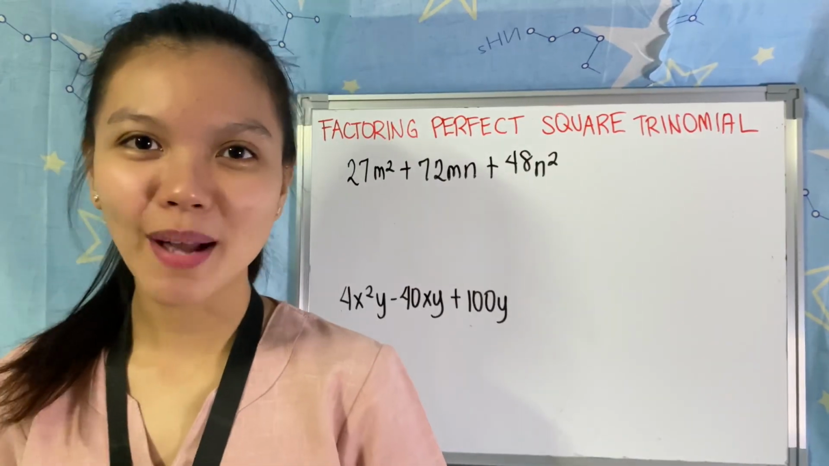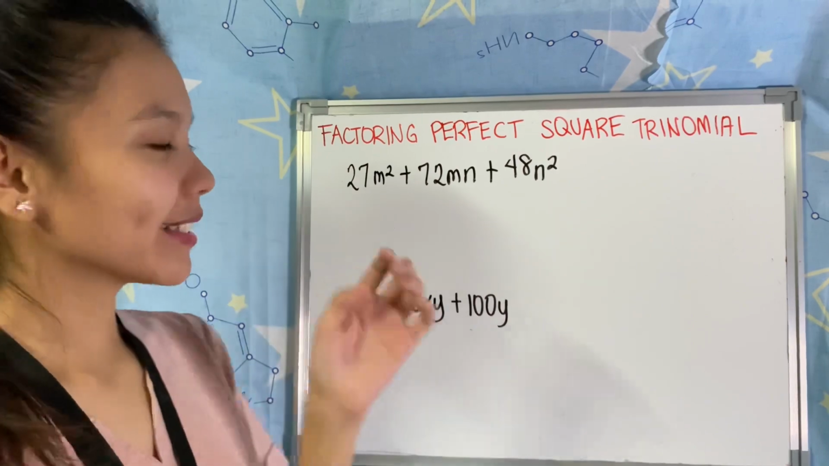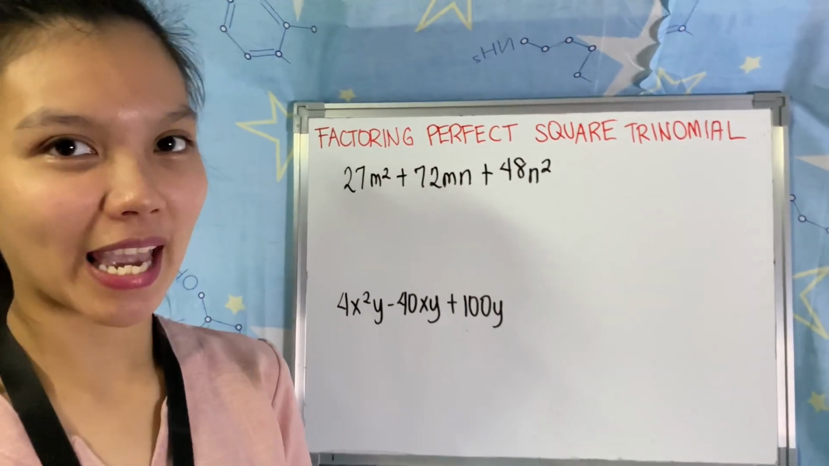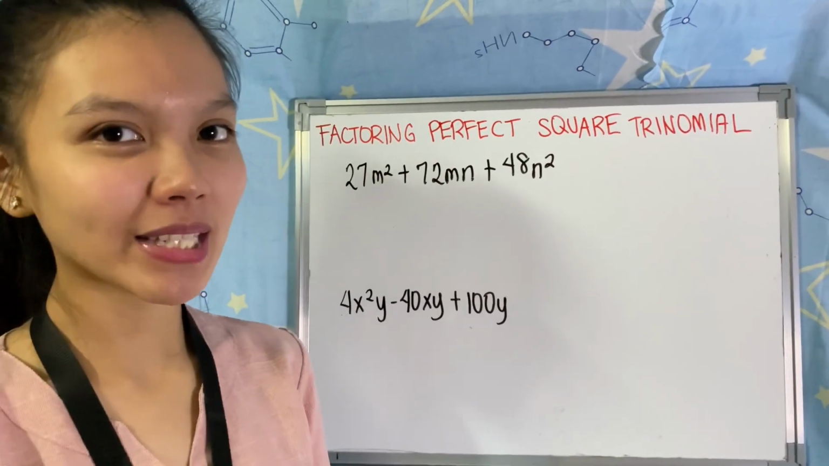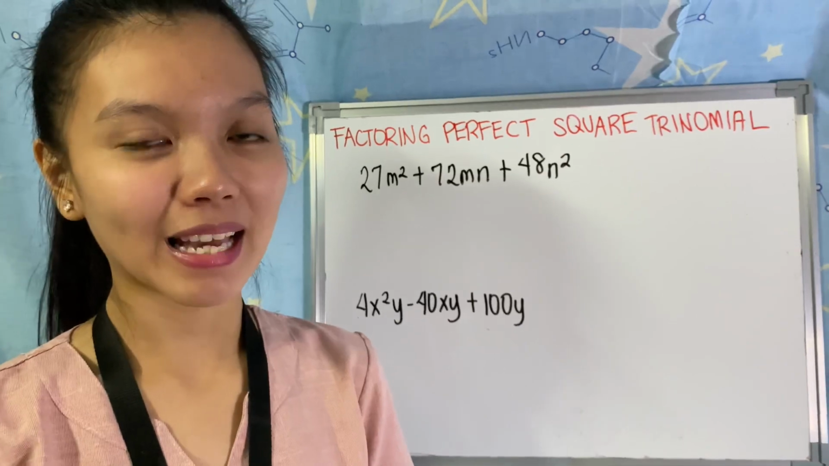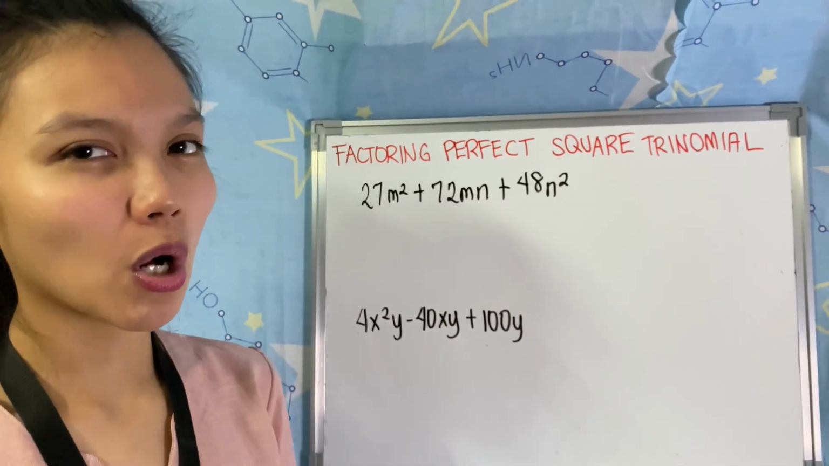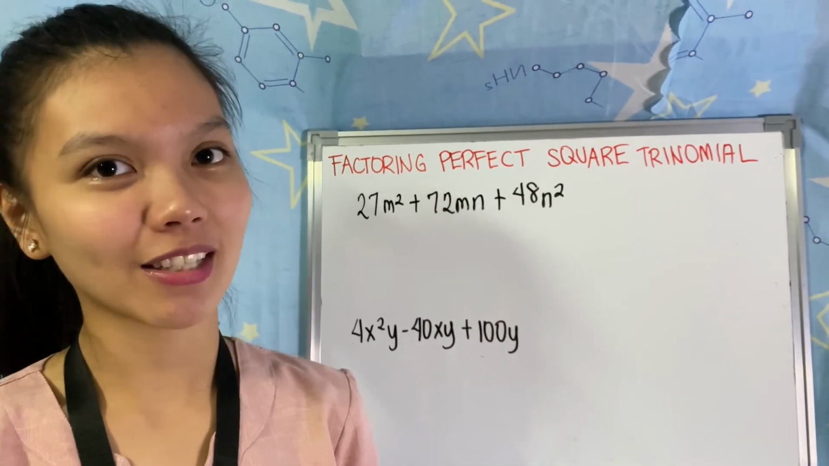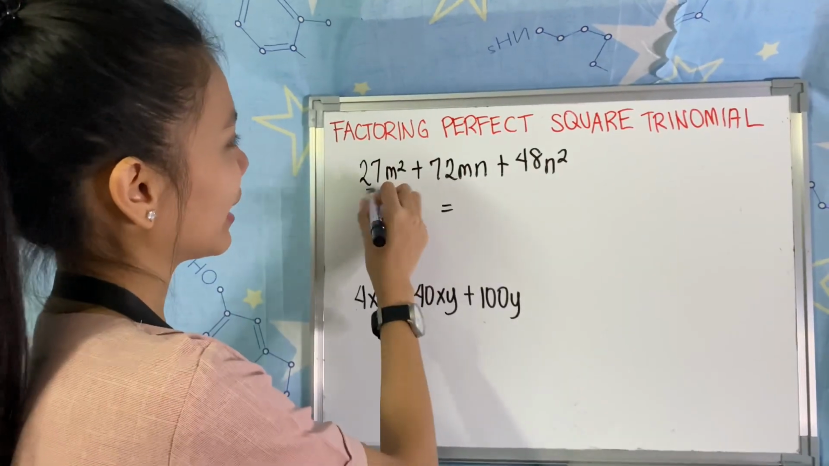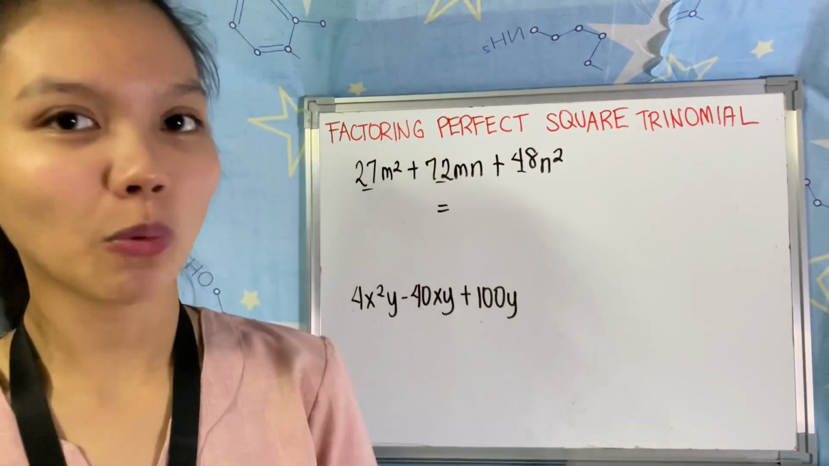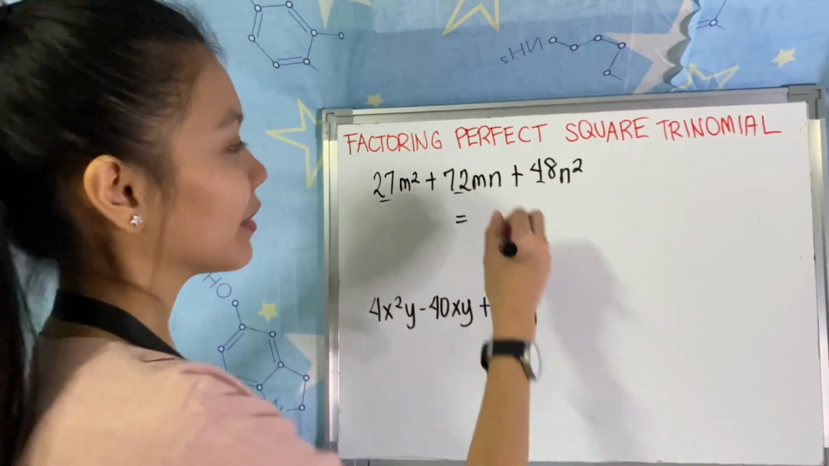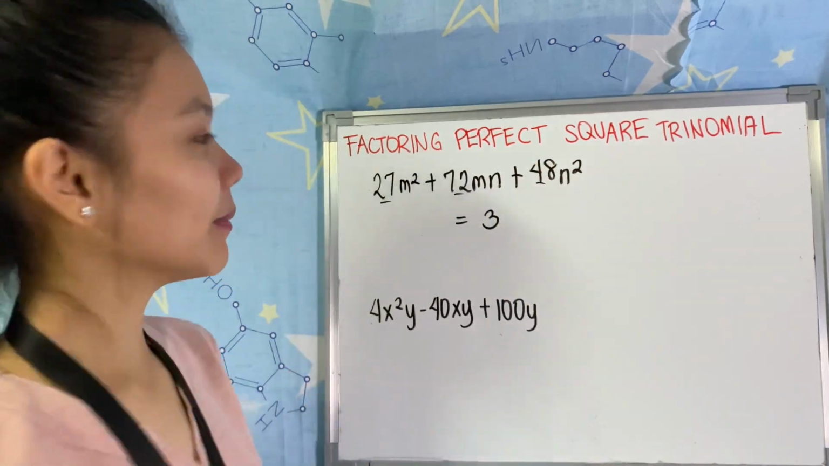So another example, we have here 27m squared plus 72mn plus 48n squared. So kung mapapansin ninyo, wala tayong perfect square sa first term at sa last term. So hanapan muna natin siya ng greatest common factor if meron. 27, 72, and 48. What do you think is the greatest common factor of the three? So we have 3. How about the variable?